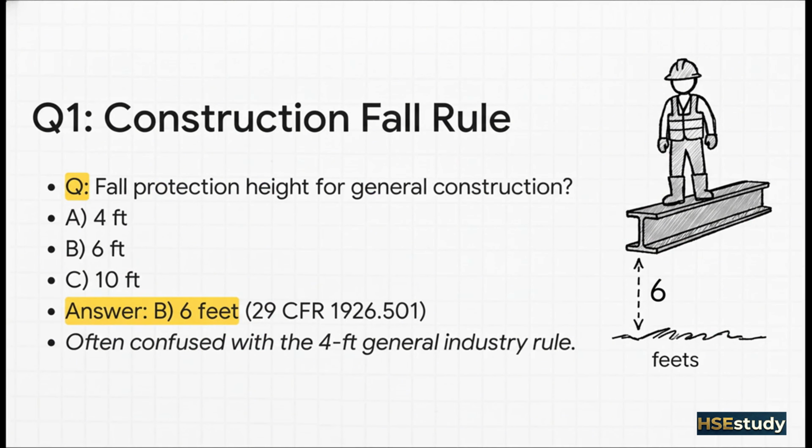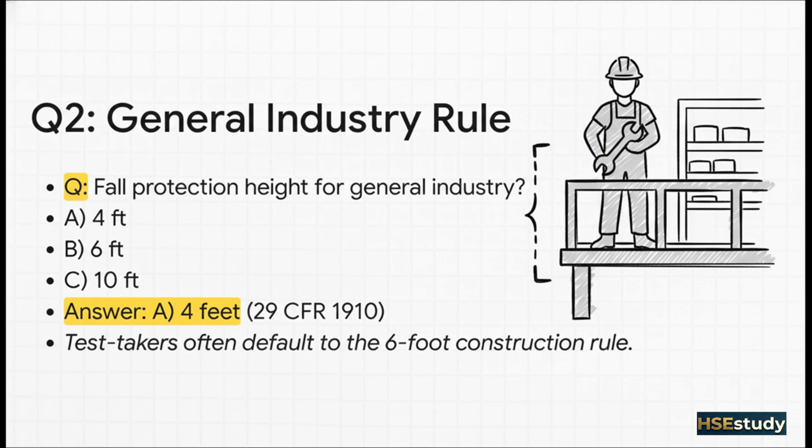Okay, first question. We're talking general construction. Unprotected edge, when do you need fall protection? Is it 4, 6, 8, or 10 feet? The correct answer, it's B, 6 feet. This is like the foundational number for construction safety. Now, why do people mess this up? It's simple. They confuse it with the rules for other industries. Just lock this in your brain. Construction equals 6 feet.